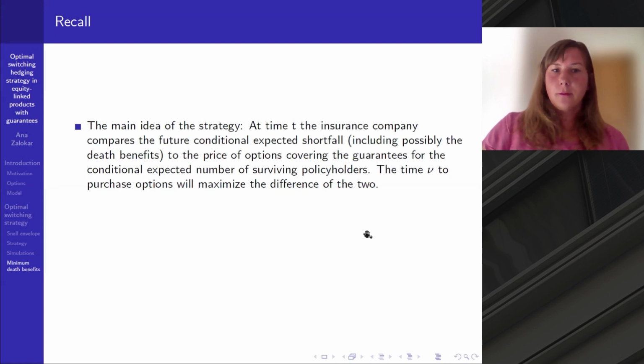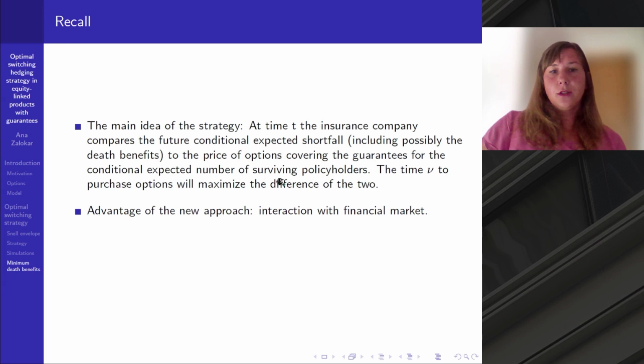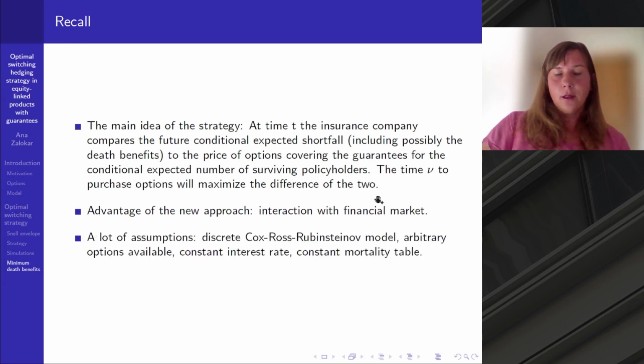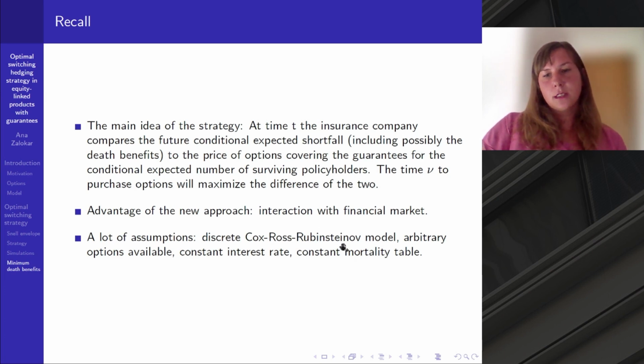Just to recall, what was the main idea of our strategy? At time T, the insurance company compares the future conditional expected shortfall to the price of the options covering the guarantees for the conditional expected number of surviving policyholders, and the time U to purchase options will maximize the difference of the two. The advantage of the new approach is interaction with the financial market, but of course we did have a lot of assumptions. Let's say the discrete model, arbitrary options available, constant interest rate, and constant mortality table. All of these assumptions can be changed, and this is a lot of opportunity for further research.